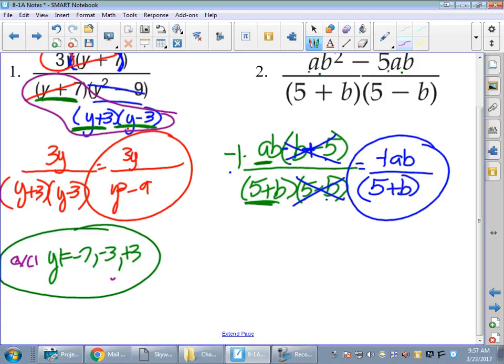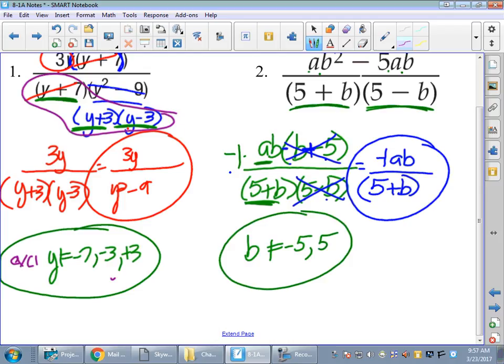So in number 2, the excluded values for B, I'm looking at these 2 quantities. What value of B makes that first quantity equal 0? -5. And what value of B makes the second one equal to 0? +5. So we simply state B is not allowed to be -5 or +5 because that'll give us 0 in the denominator, and that's undefined.